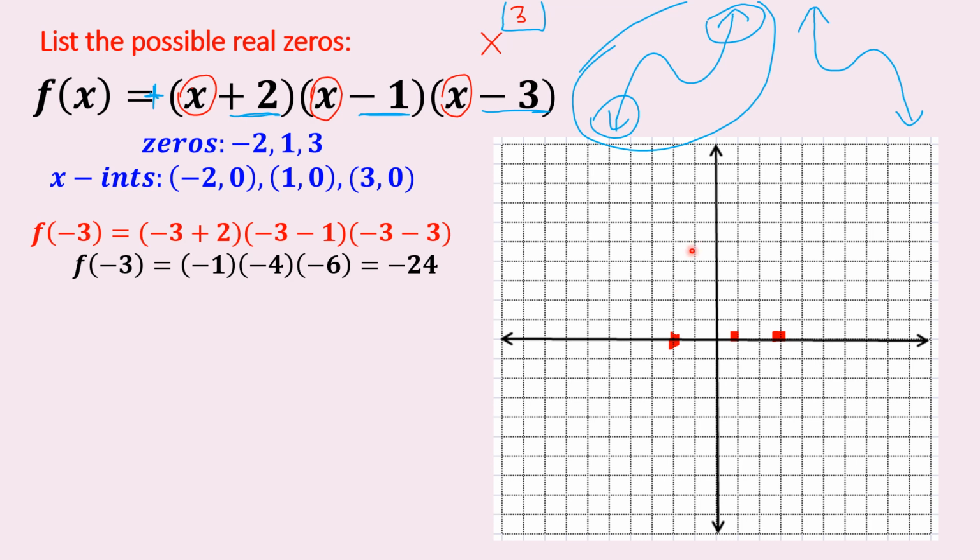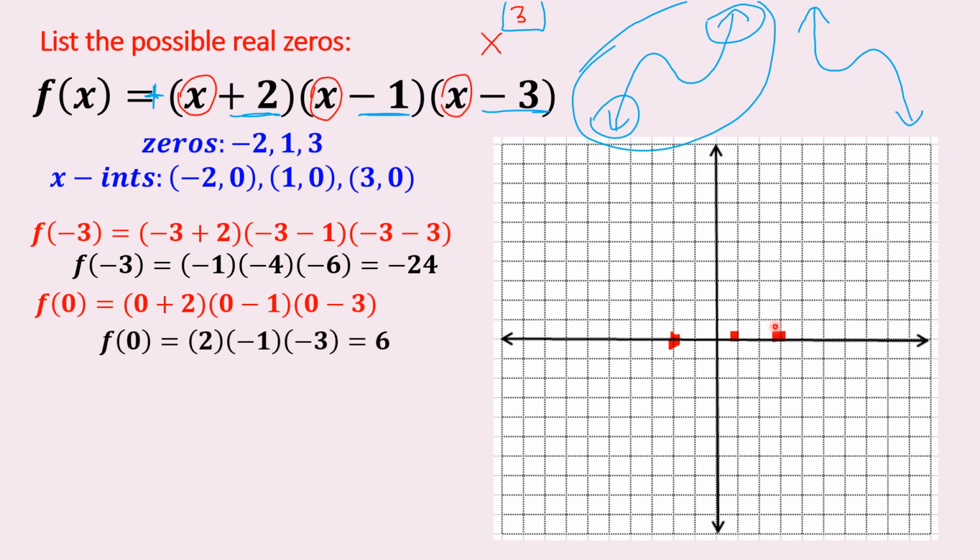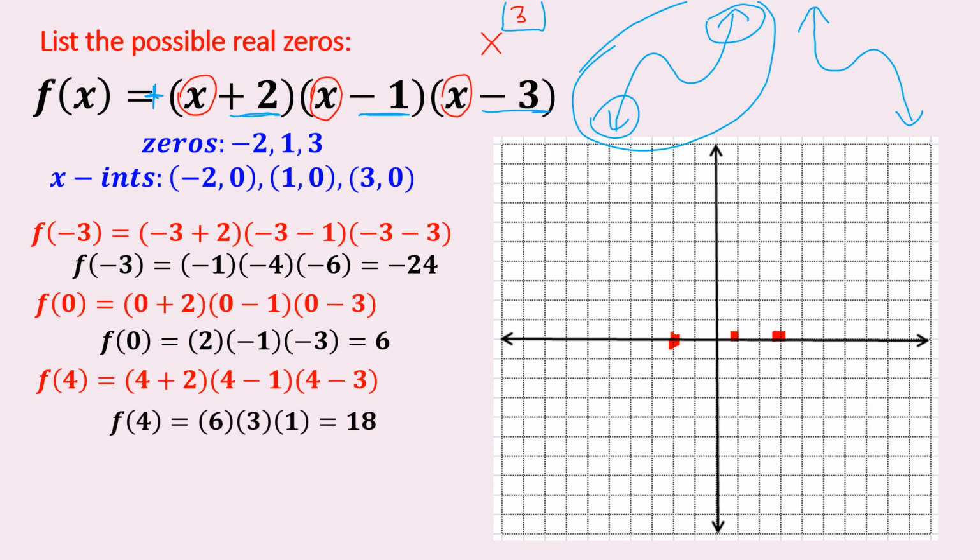Next, let's plug in something in the middle, in between these two. Let's pick 0 because it's easy. Again, 0 goes in for all these x's. Simplify it, and we get 6. Let's plug in one more, something to the right of this last zero. A 4 here. When we plug in a 4, we get 18.